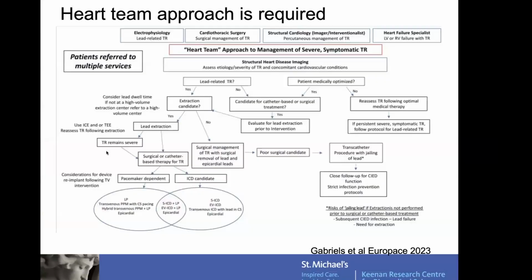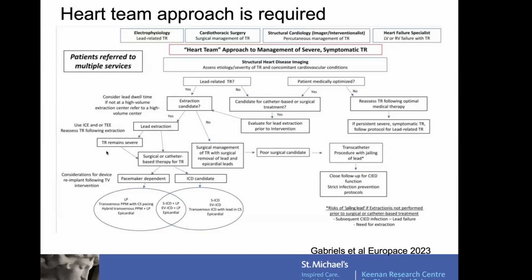Obviously, there are more factors than just the imaging here. And so, there's lots of these algorithms that are out there, all basically saying the same thing. You need to have a lot of colleagues in the boat. You need a heart team approach. So, can the lead be taken out? Is the patient medically optimized? Are they a surgical candidate? What does the anatomy look like for other options? And given, as I said, all the options, you need to have a good discussion.